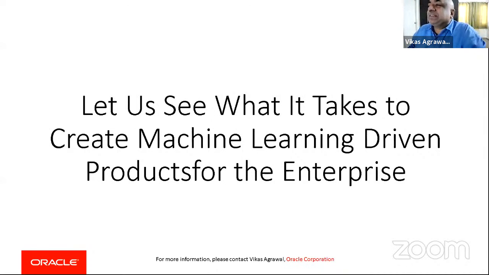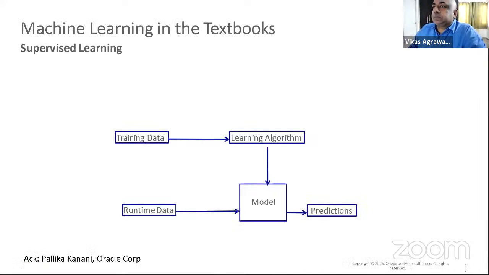I've just stated the problem right now. No solutions yet. So what does it take to create such systems? Here's what you're taught in textbooks, in schools, in universities: you have some training data, you have a learning algorithm, you create a model, give it runtime data, and get predictions. Does anybody disagree with this? Is this what is often taught for supervised learning anyway?